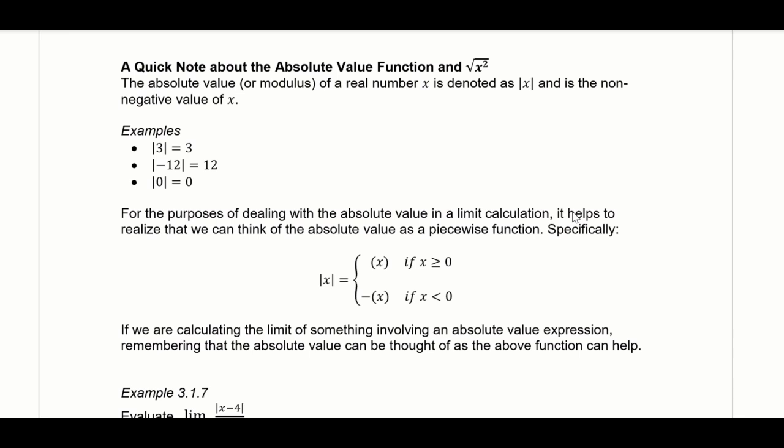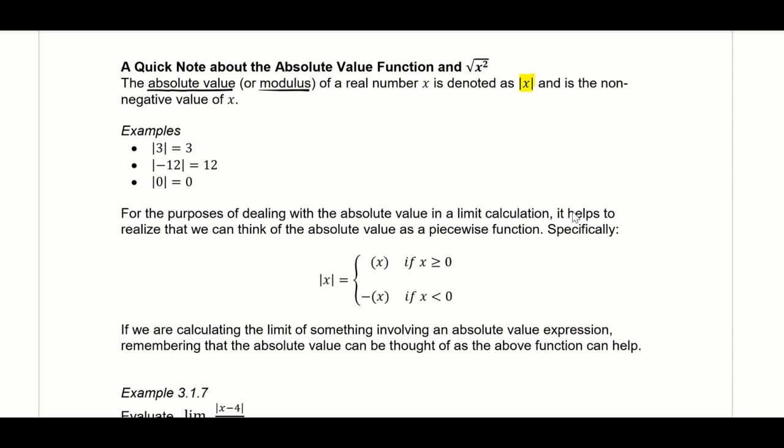But just as a brief review here, I do want to talk very briefly about the absolute value function. So the absolute value is a function, sometimes you'll see it called the modulus. When we talk about the absolute value of a real number, we denote it with that number in these vertical bars or brackets, and it's basically the non-negative value of whatever we put in those brackets. So the absolute value of 3 is 3, absolute value of negative 12 is 12, absolute value of 0 is 0. Nothing super exciting.